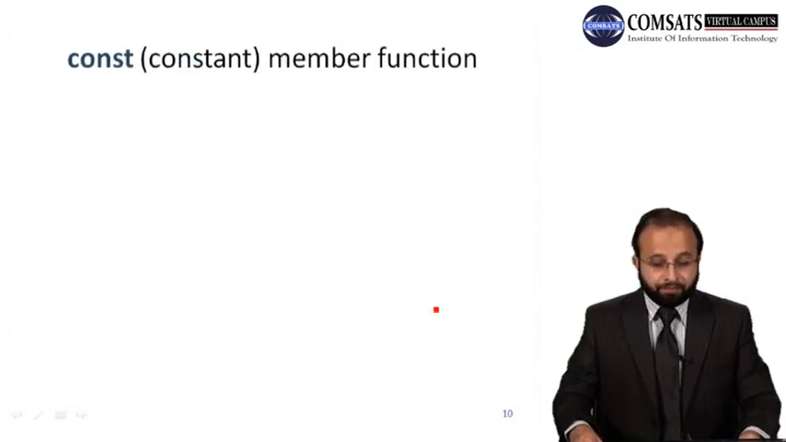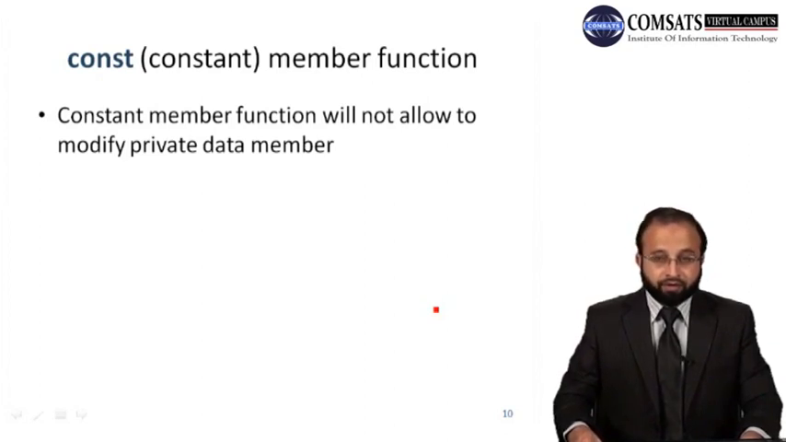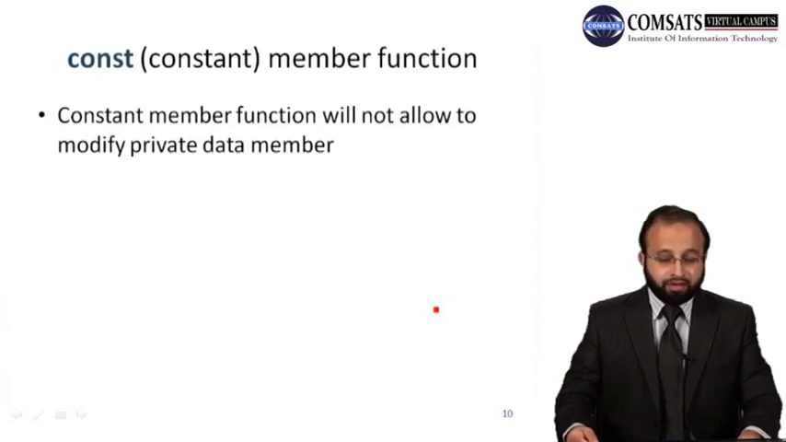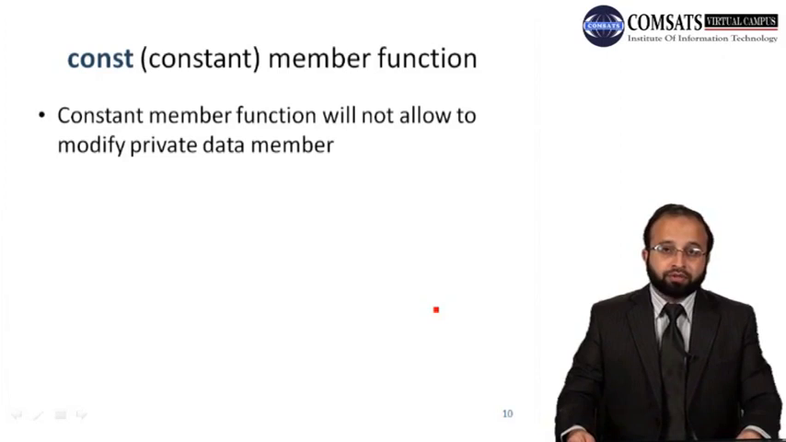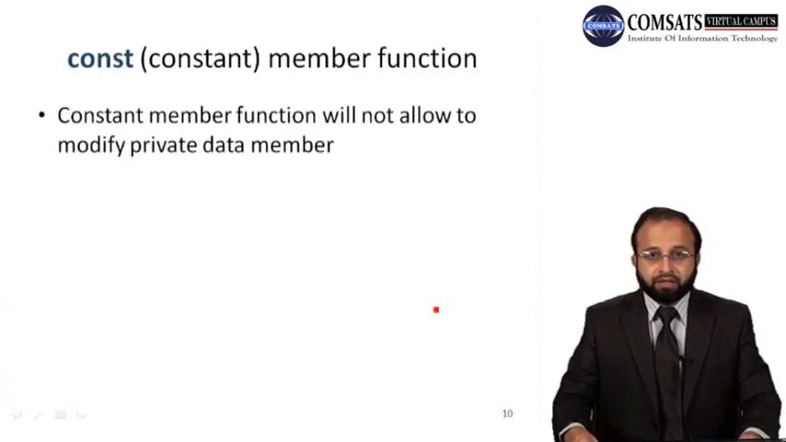Now the constant member function. A constant member function will not allow modification of the private data member of the object that calls that function, the handler object. Basically, the object with which you call the member function is the handler object, and if the function is constant, then it is not possible to change the value of the private data member of that object. Let me say it again: if the function is constant, it is not possible to change the value of the private data member of the object that calls that function. So if I write d1.setDest, calling this function with the object d1, then in the setDest function it is not possible to make changes in the value of the d1 object.